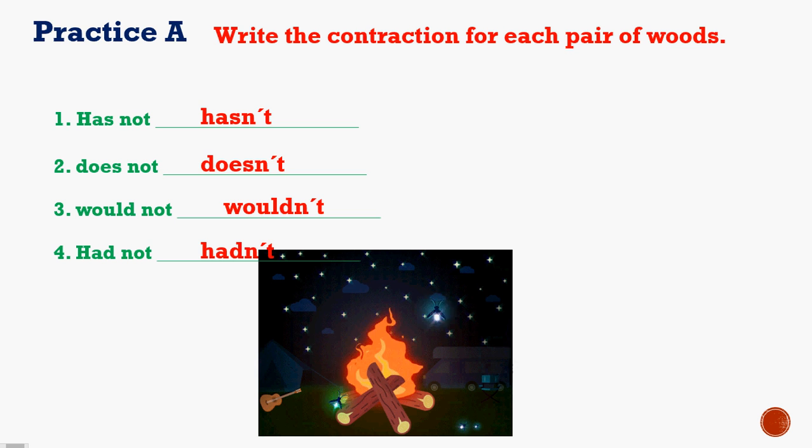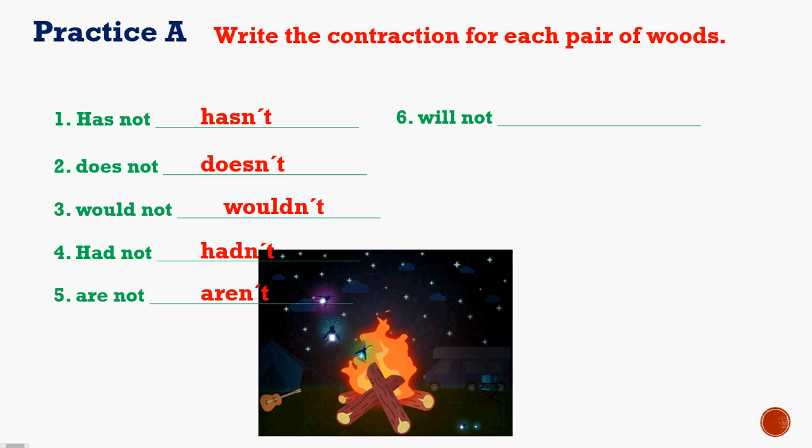Okay, good job. Number 5 is are not. So the answer over here is aren't. Repeat with me. Aren't. Okay, good job. Let's continue with number 6. Number 6 is will not. Remember, we need to put the word will, then the letter N, and instead of putting the O, we put the apostrophe, and then the letter T, like this.